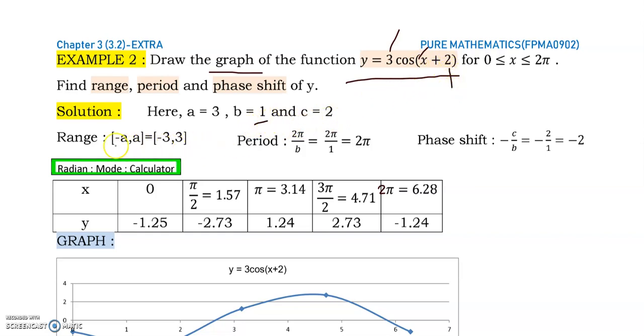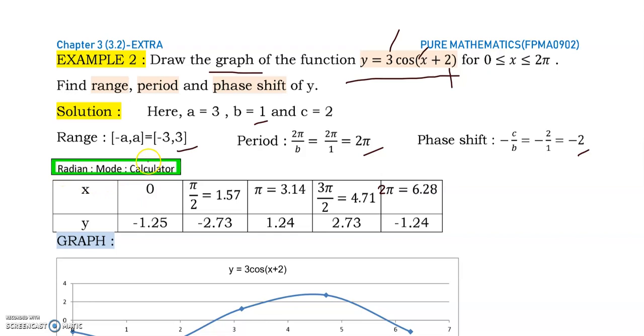C is 2. Then you can write the range, minus a to a. Here a is 3, so minus 3 to 3. Now what is the period? 2 pi over b, and b is 1, so the period is 2 pi. Now what is the phase shift? That is minus c over b, that is minus 2 over 1, so minus 2. So what is our range? Minus 3 to 3. Period? 2 pi. Phase shift? Minus 2.